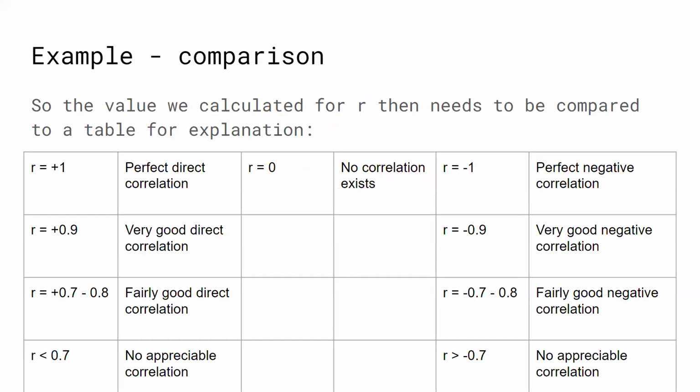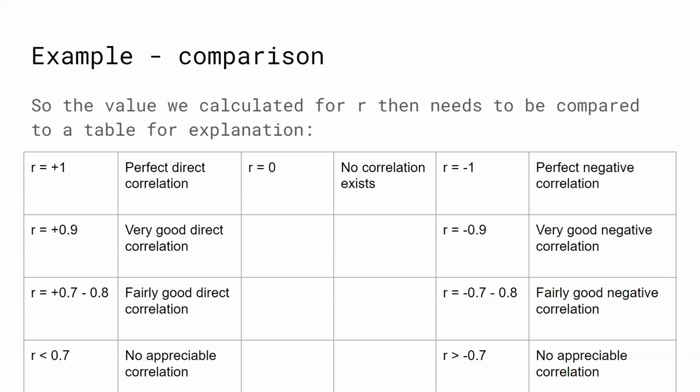So the value we calculate for R needs to be compared to this table for an explanation. Now R can have a range of values between 1 and -1. If it's 1, we have a perfect direct correlation. If we have a -1, we have a perfect negative correlation. If it's bang on 0 in the middle, no correlation exists at all. But we also have a sliding scale. If it's plus 0.9, we have a very good correlation. If it's between plus 0.7 and 0.8, we have a fairly good direct correlation. And if it's between 0 and 0.7, we have no appreciable correlation.